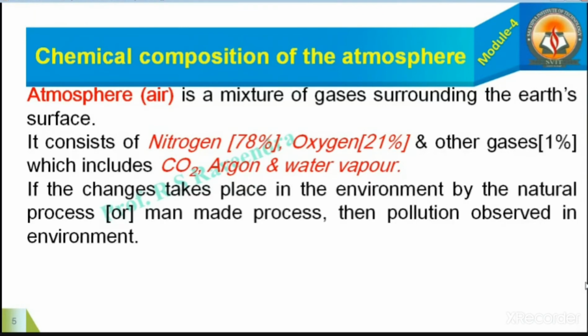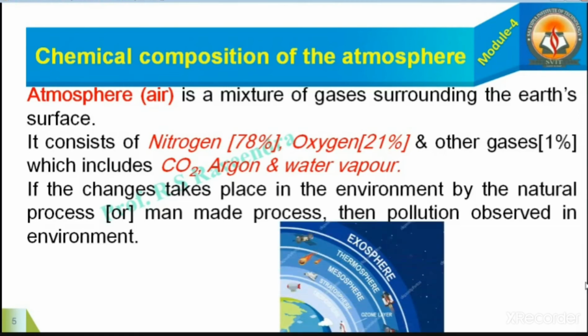If changes take place in the environment by natural processes or man-made processes, then pollution is observed in the environment. The meaning of this statement is that any unwanted, undesirable changes that occur inside the environment, whether due to natural processes or human activities, that is the artificial or man-made process, are called pollution. It may be related to the air, the noise, the land, or any of the components of the environment. It is called pollution.